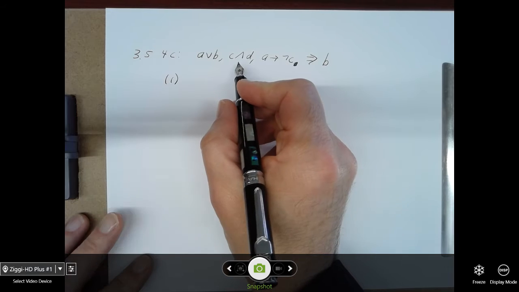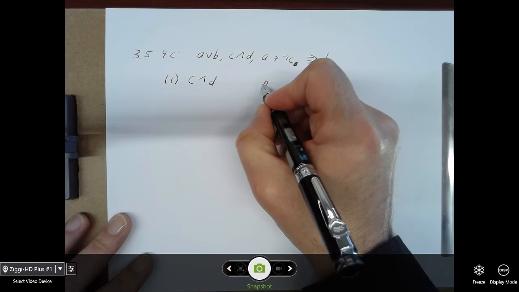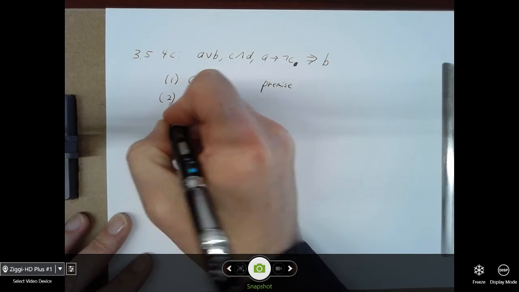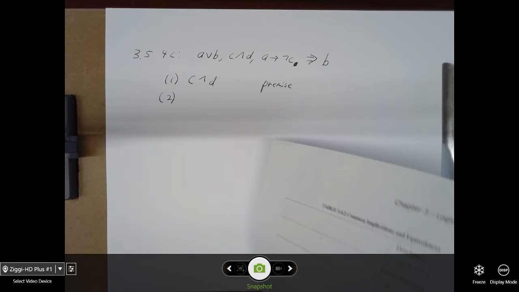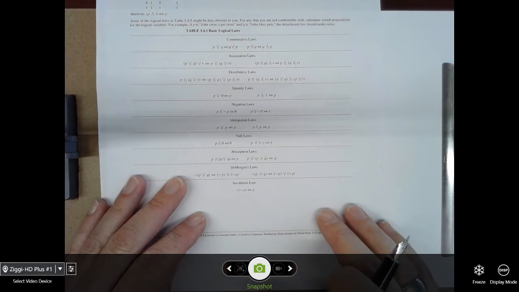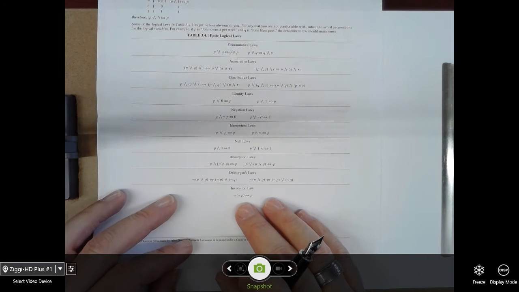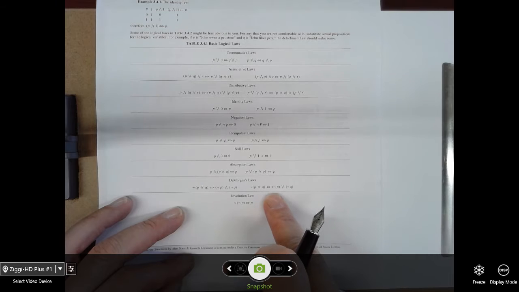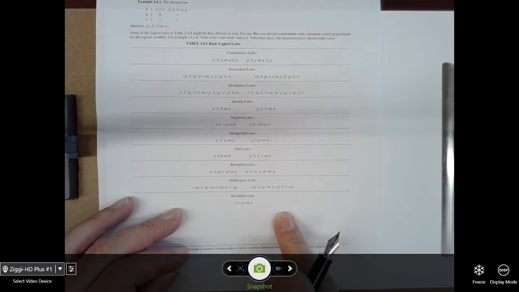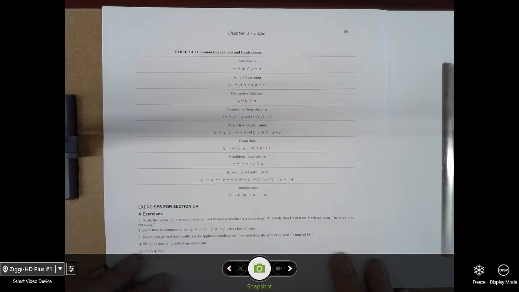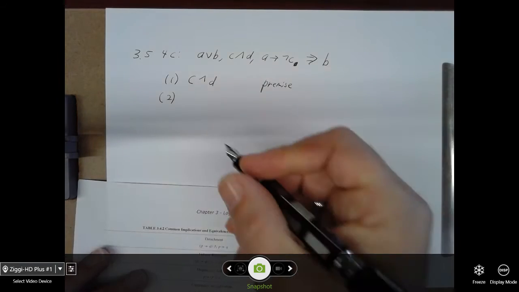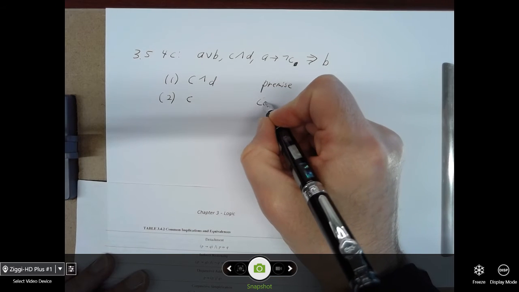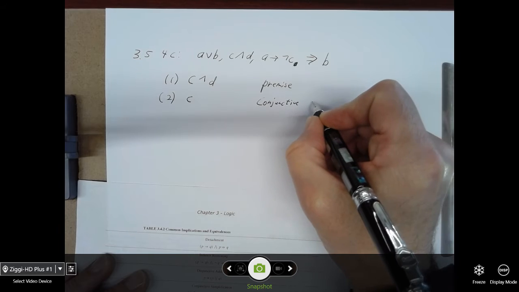So let's start with where we ended up. We were looking at C and D. That's a premise. Well, if C and D is true, then we can conclude that C is true. And we have some fancy name for that. I clearly haven't memorized these names. It may just be a property of conjunction. Oh, conjunctive simplification. P and Q gives us P. So if C and D is true, we know that C is true. Conjunctive simplification.